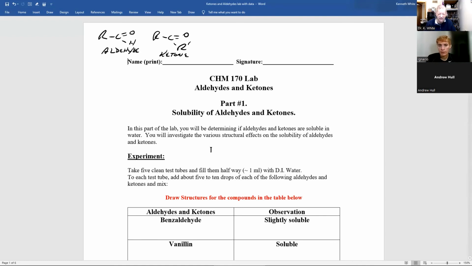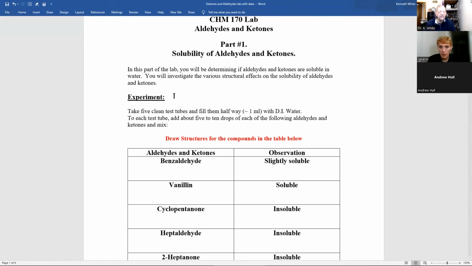Now, the first experiment, we're going to look at the solubility of ketones and aldehydes in water. And how will we do that? You'll take some small test tubes, fill them about halfway with water. DI means deionized, which we have at ECC in our lab, which I teach this in. All labs have DI water, it's called. And then to each test tube, you'll add about 5-10 drops of the aldehyde or ketone to test.